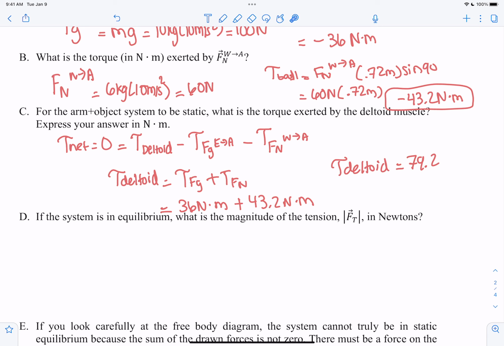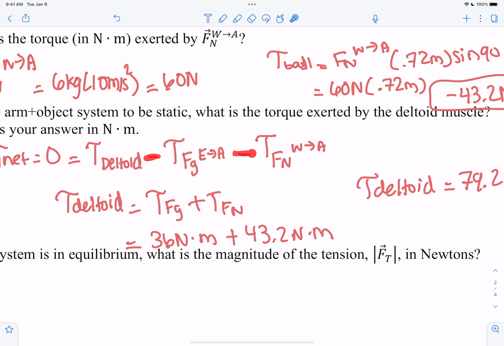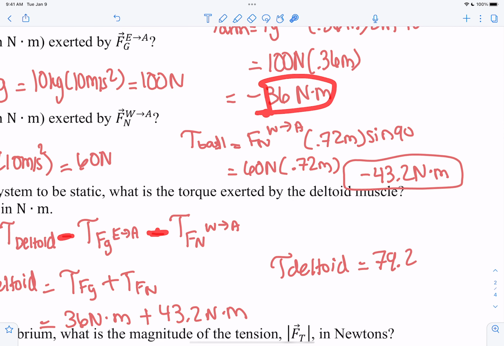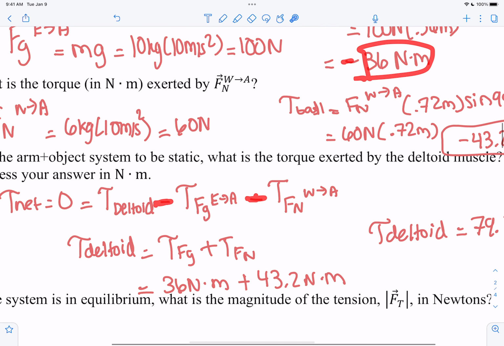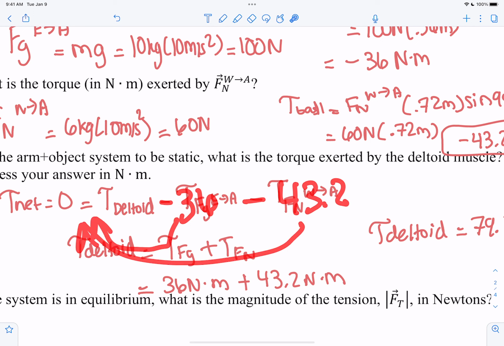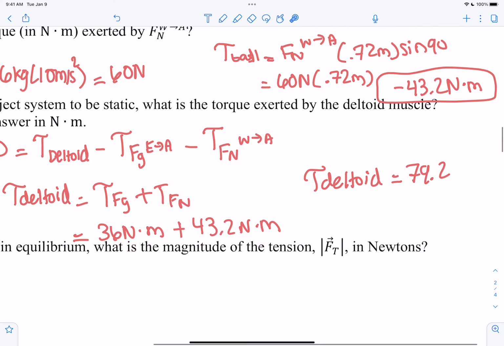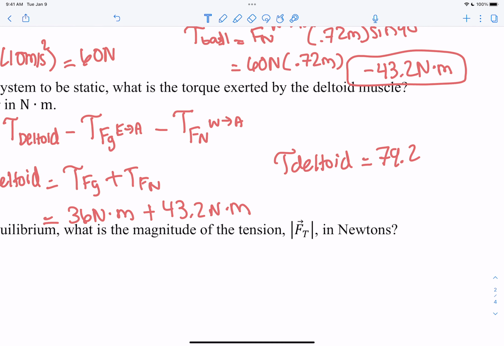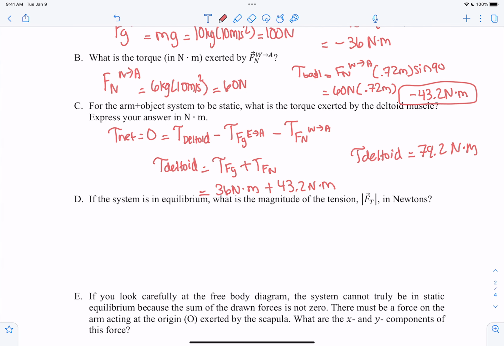And remember, when I integrate the directions here, I just plug in the magnitudes. I forget the negative sign because I already put it here. So this would be like saying minus 36 and minus 43.2. And so when I add those, you can see it's 43.2 plus 36. And that should give you a positive torque there, which makes sense because it was pulling in the counterclockwise direction. So this should be 79.2 Newton meters for the deltoid torque.